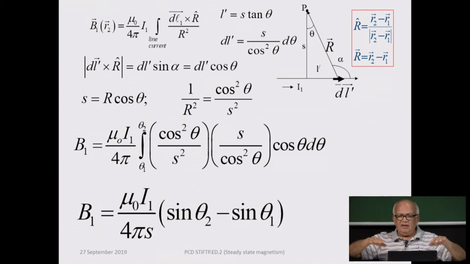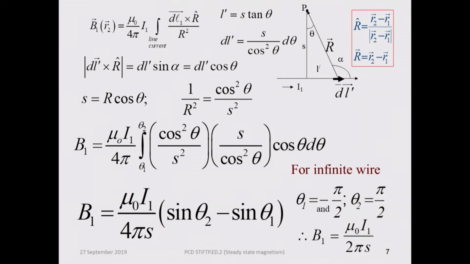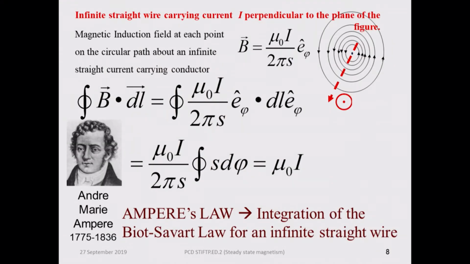Okay? But if these end points go to infinity, okay, then this oblique line will become more and more parallel to the current wire itself, and eventually it will pick up the values minus pi by 2 and plus pi by 2, and you can see that the magnetic field will go as inverse distance. This is exactly what we began with, because that was the finding of experiments, and this is what Ampere's law is about.